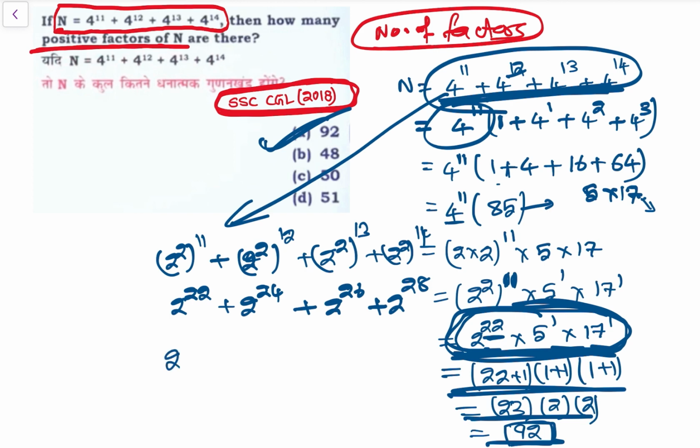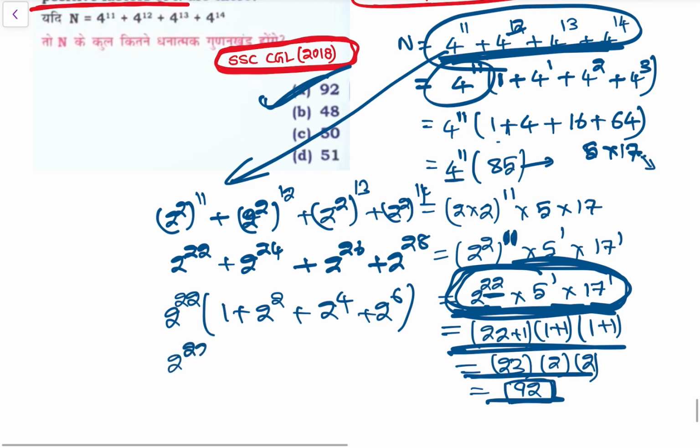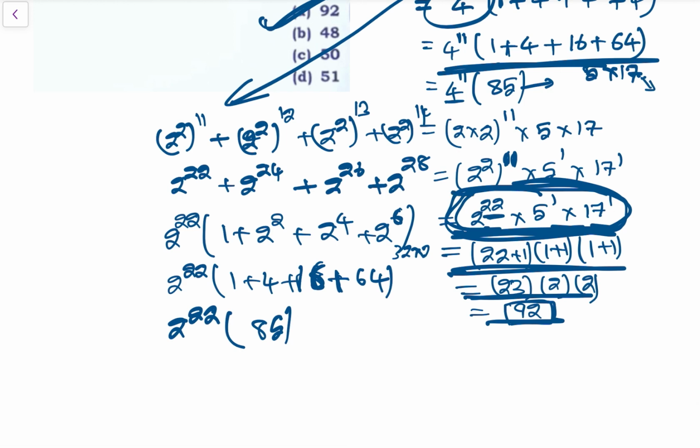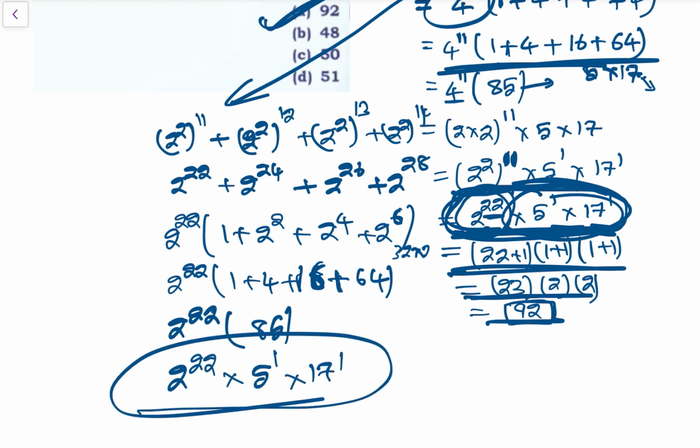ठीक है, ऐसा. Now 2 to the power 22 को कॉमन ले लो, 1 plus 2 to the power 2 plus 2 to the power 4 plus 2 to the power 6, ठीक है, so 2 to the power 22 into 1 plus 4 plus 16 plus 64. 2 to the power 4 is 16 and 2 to the power 6 is 64, ठीक है, so again सेम ही आ रहा है देखो, ठीक है, so 2 to the power 22 into 85, ठीक है, so 2 to the power 22 into 5 into 17, 2 to the power 22 into 5 to the power 1 into 17 to the power 1, ठीक है, सो ये सेम आ रहा है.